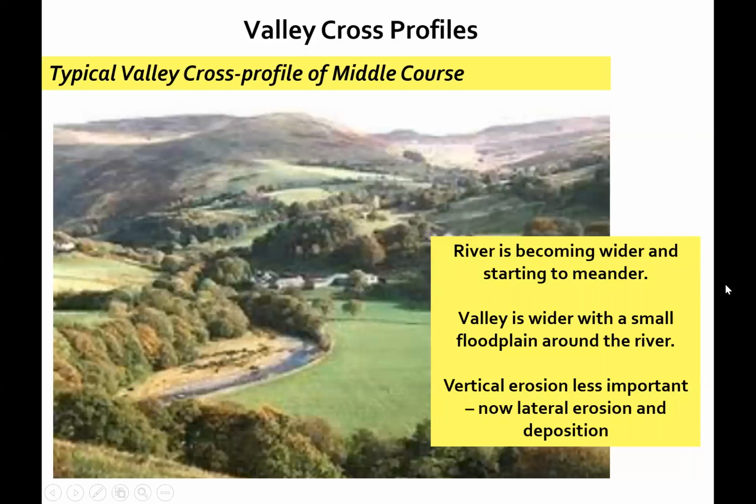The reason that happens is because in your middle course, that river isn't just flowing straight, it's starting to become wider and it's starting to meander. It's starting to erode sideways, and that causes the river to snake along that floodplain. It's not eroding vertically, not eroding downwards as much. Instead, it's eroding side to side, and it's starting to deposit some of that bed load it's carrying as well.